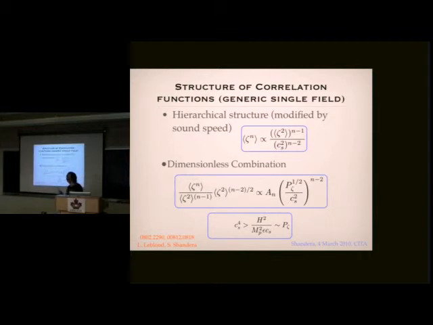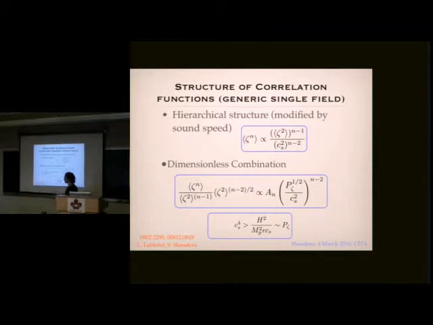So you can learn all kinds of fun tricks as you do this. One thing that you can do, if you look at a completely generic single-field model, is say that the correlation functions have a particular structure that helps you understand how this series is maintained, how this expansion is maintained. And it's something that's familiar from gravitational perturbations in some sense. It's called this hierarchical structure.